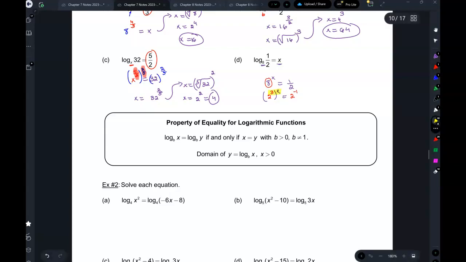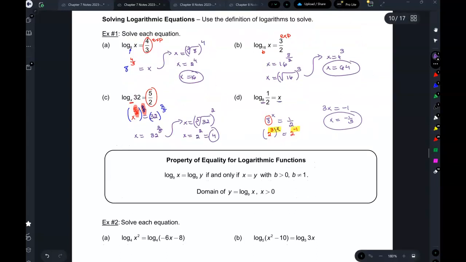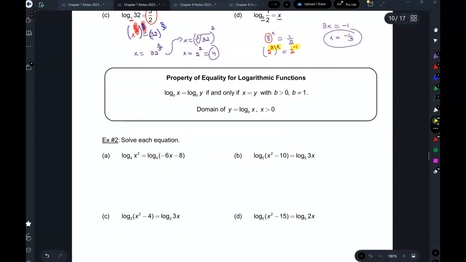So now, when the bases are the same, I can set those two equal to each other. So I have 3x is equal to -1. X is -1/3. Okay, in all of these cases, you had one logarithm on one side of the equation. Now, what if you have a logarithm on both sides of the equation?